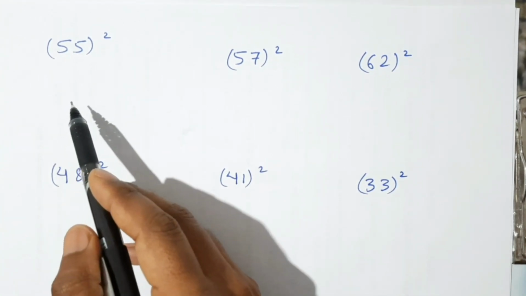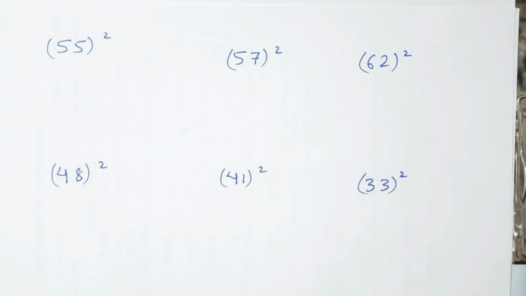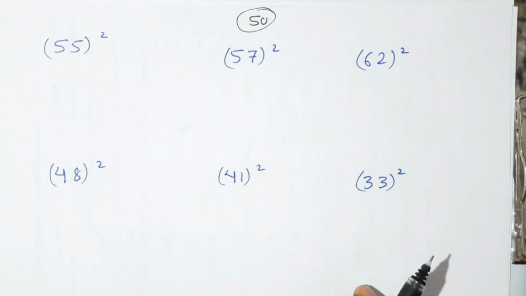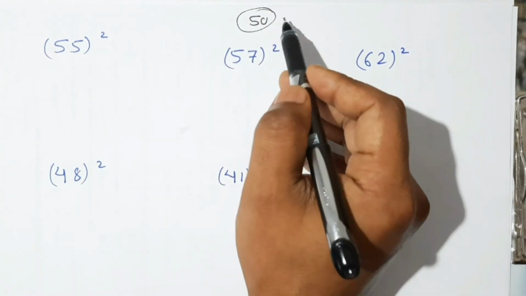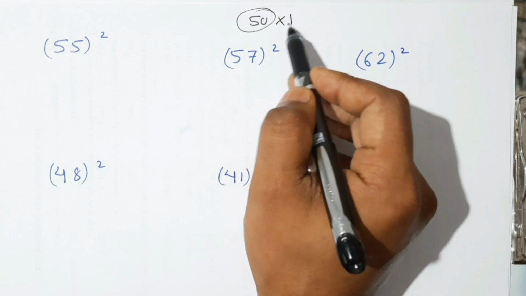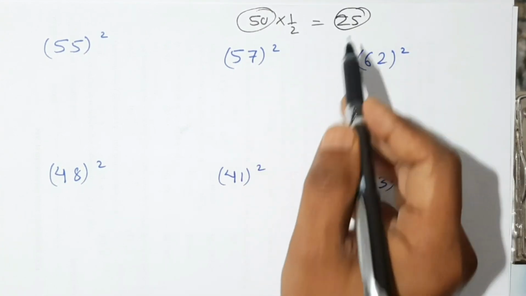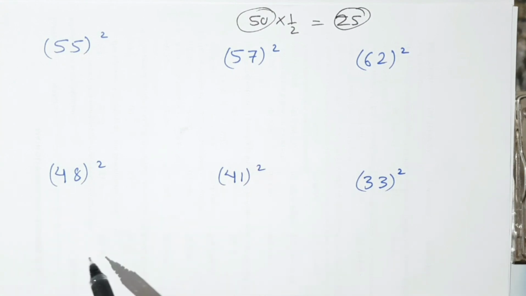Here all these numbers are closer to 50. That means here we are going to take the base as 50. And this 50 is half of 100. That means we are going to multiply by half, so our base is 25. So we'll use 25. The method is the same.